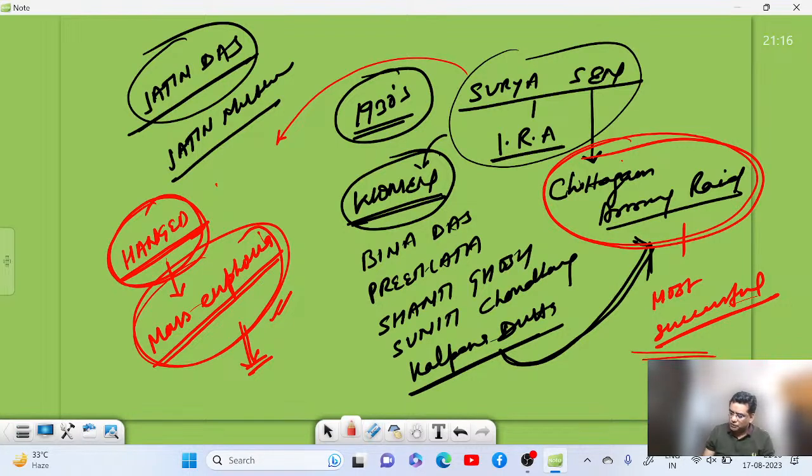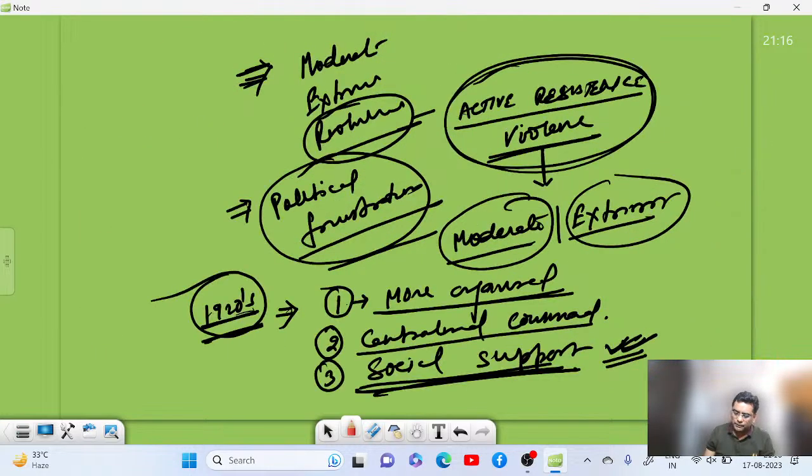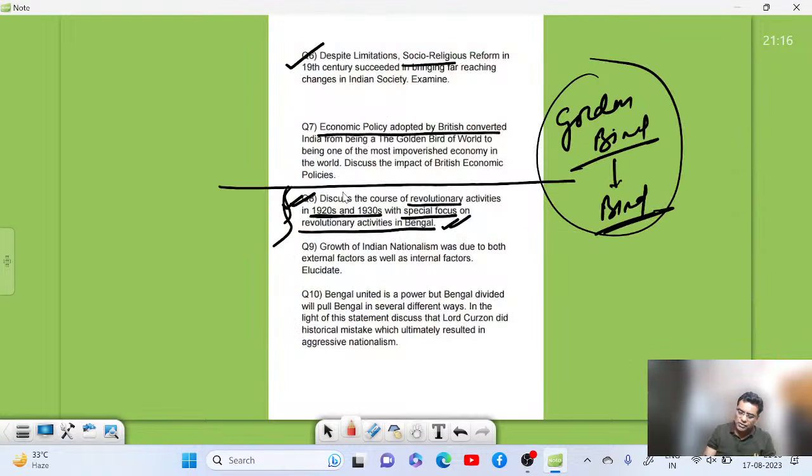So this is the question that I told you that you can take command of very easily, but you have to discuss comprehensively about all this. Discuss the course of revolutionary activities with special reference to Bengal in the 1920s and 30s.